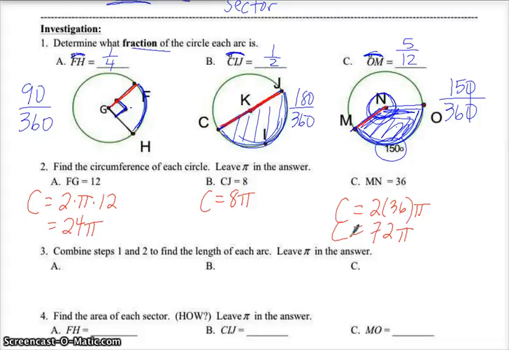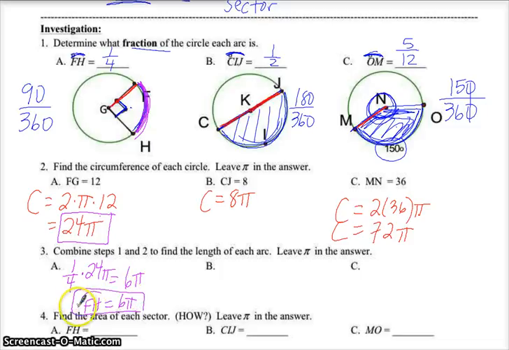Now it says combine steps 1 and 2 to find the length of each arc. Well, if we know that this is 1/4 of a circle, and this is the entire circumference, what am I going to do with these two values? I'm just going to multiply 1/4 times 24 pi. Therefore, the length of arc FH is 6 pi.